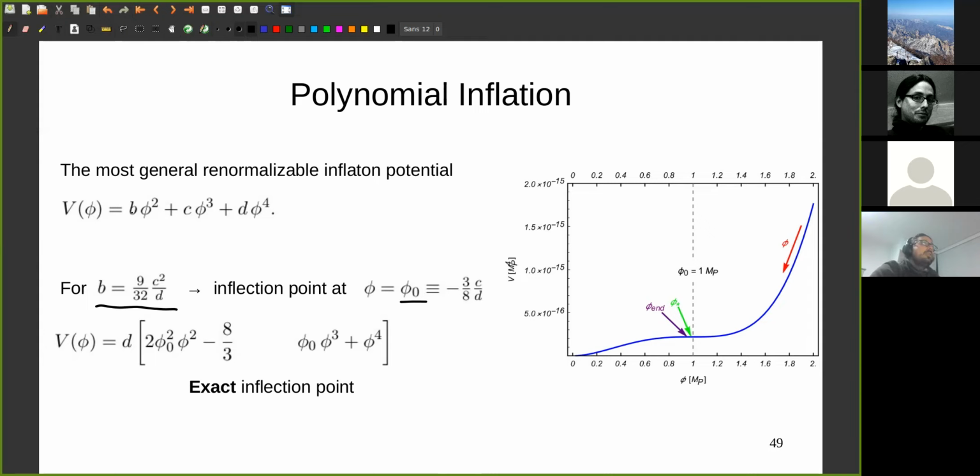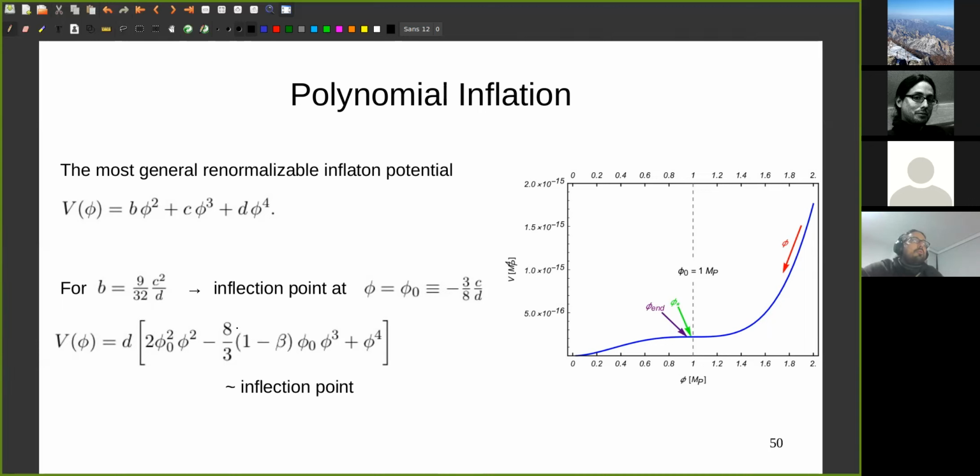So you had initially three free parameters, B, C, and D. We take one condition, so you have two free parameters, D and phi 0. So D is basically the overall normalization of the potential, and phi 0 corresponds to the inflection point. However, the bad news is that the exact inflection point will not work. It will not work because we will not be able to fit the Planck data.